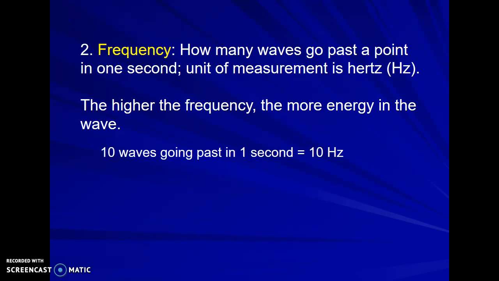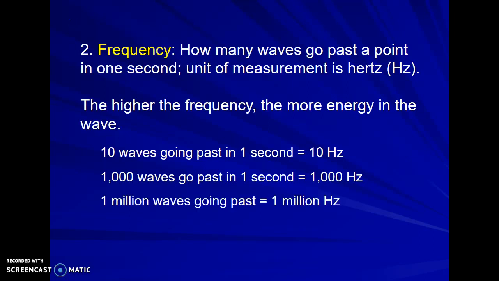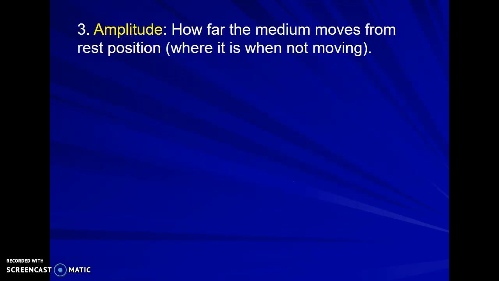10 waves going past in 1 second would equal 10 hertz. So here's going to be some mathematical problems that you might come across in the module. Another example is 1,000 waves go past in 1 second. It would equal 1,000 hertz. 1 million waves go past in 1 second would be 1 million hertz.